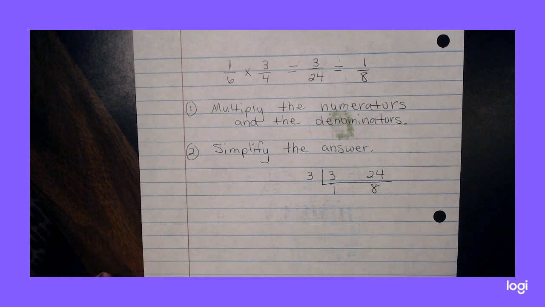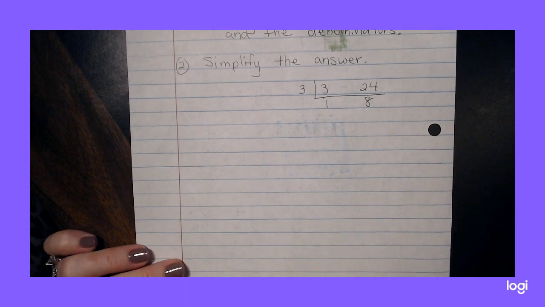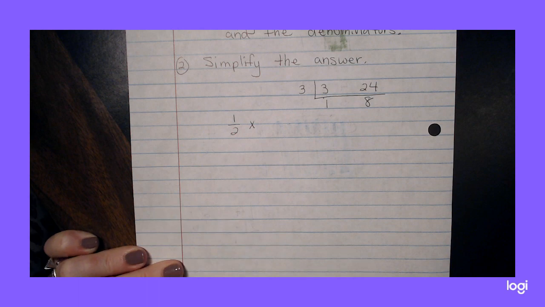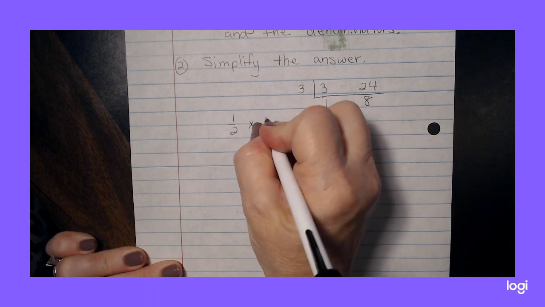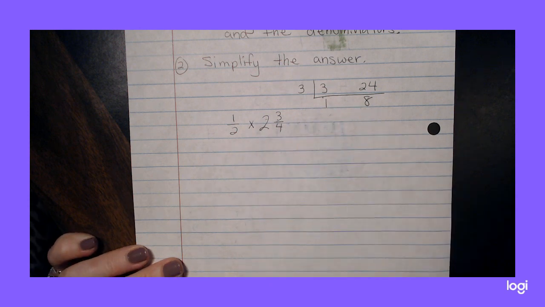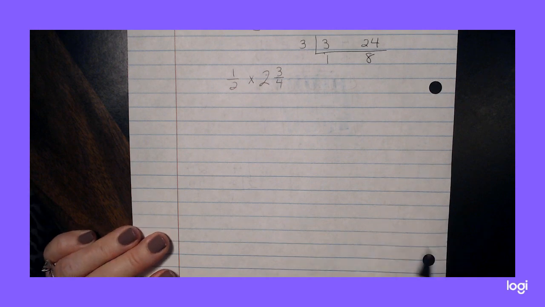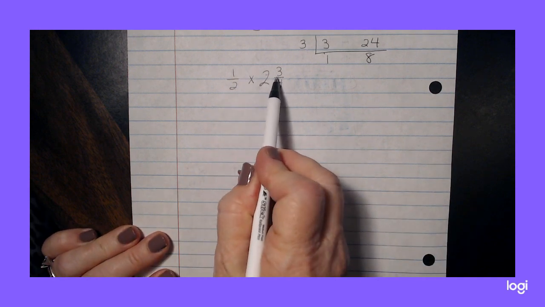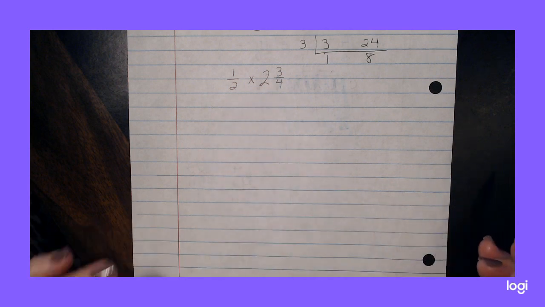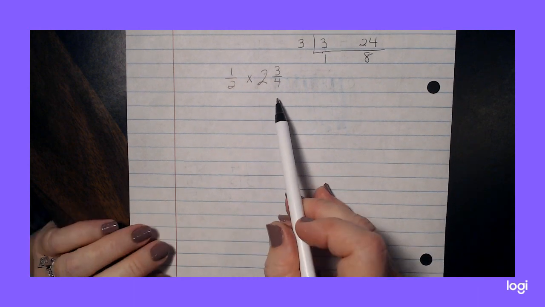So what happens if I give you a fraction that looks like this, 1/2, and I ask you to multiply it times the mixed number 2 and 3/4? Can I multiply the numerators and the denominators? I can't do that yet. So I'm going to have to change my mixed number to an improper fraction, which some of us hopefully remember how to do.